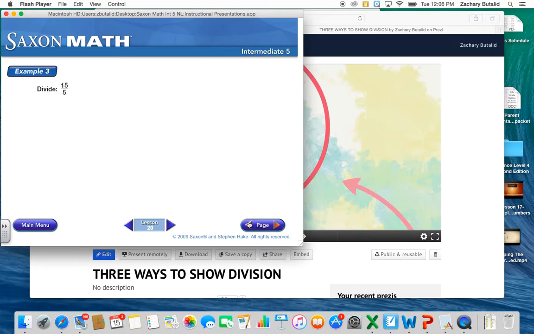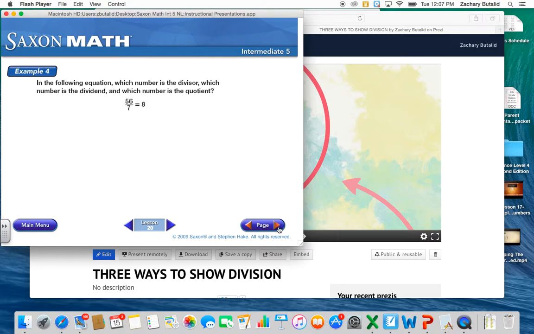Example 3 is 15 divided by 5. You show that with a division bar. It means 5 times what number is 15. So it'd be 5 into 15 goes 3 times. That would be your answer.